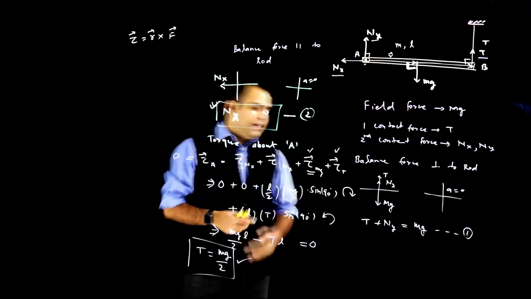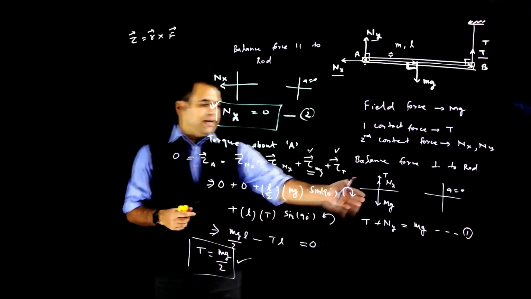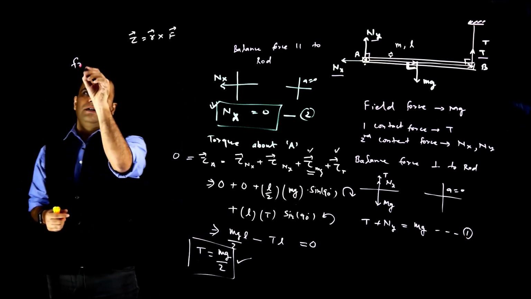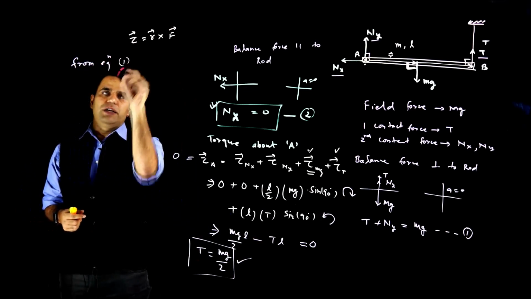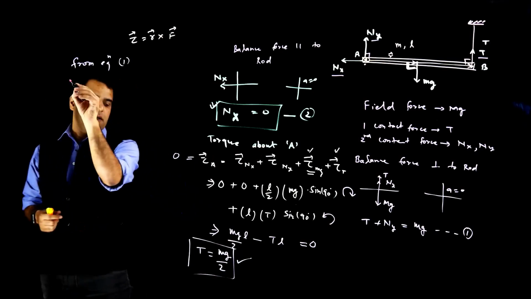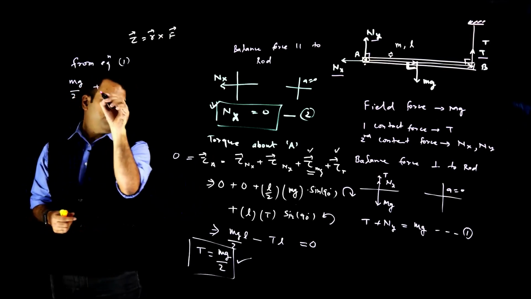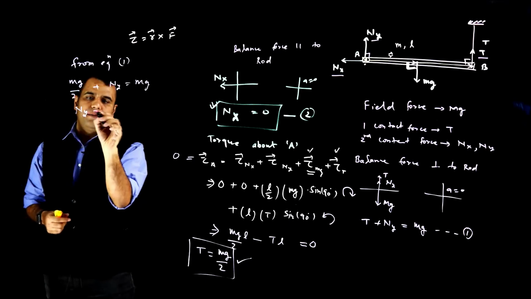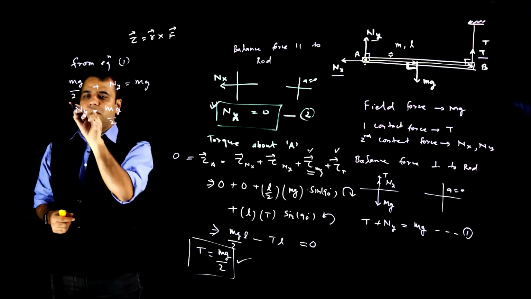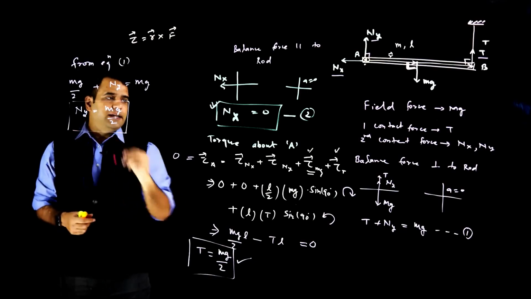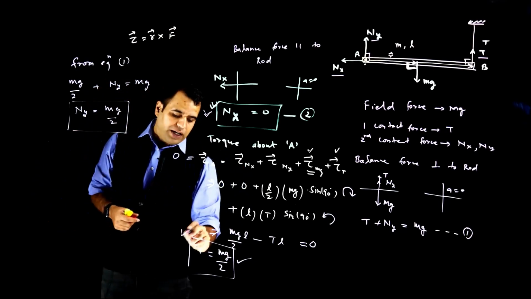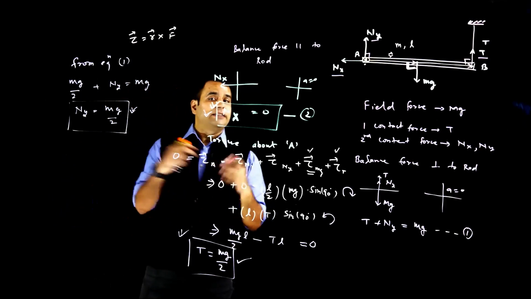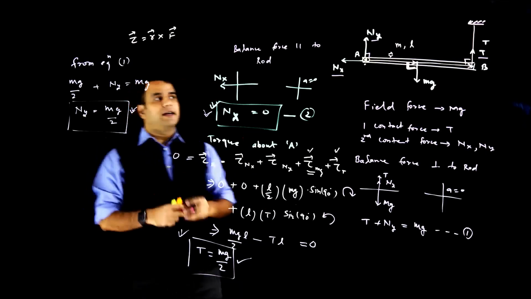Once we get the value of tension, we have equation 1. By putting the value of tension in equation 1, we can calculate the value of Ny also. So from equation 1, if I put the value of tension there, that is mg by 2 plus Ny equals mg. So Ny becomes mg by 2. Now you can see we have calculated the value of Nx, the value of tension, and the value of Ny. This Ny separately and Nx separately is not the reaction force. The combination of these two is the reaction force.